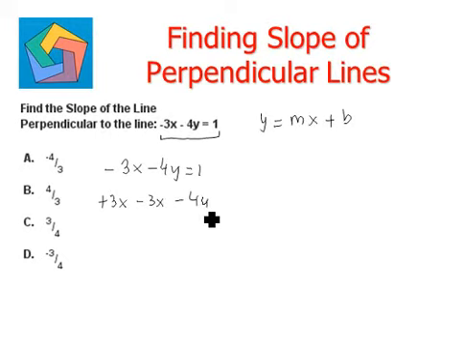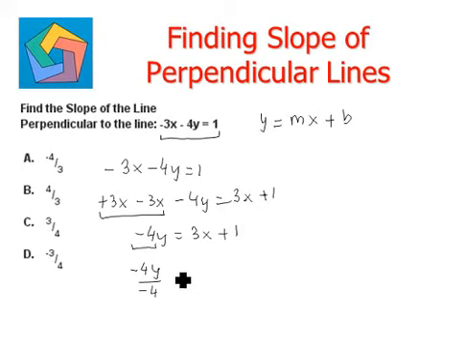Let's see what happens. This 3x and -3x becomes 0. We are left with -4y equals 3x plus 1. Now we have to make the coefficient of y as 1, so we divide both sides by -4. We have to be very careful of the signs. So here we are left with y equals -3/4 x plus -1/4.